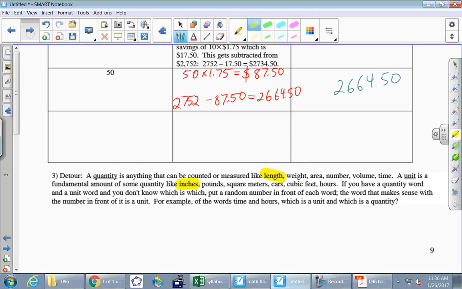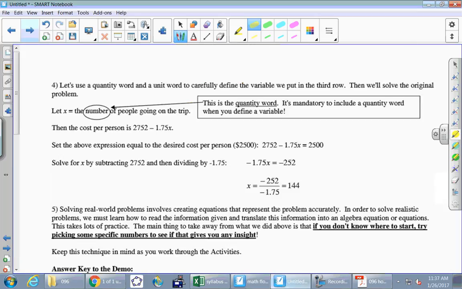All right. So on the next page, number 4. It says, let's use a quantity word and a unit word to carefully define the variable for that cruise problem. The problem asked us specifically, how many people need to go on this cruise in order to make the price $2,500 per person? So the variable is the number of people going on the trip. In almost every word problem you face in this class, the definition for the variable is going to be embedded in the question. You just have to read it. If you go back, the question said, how many people? Great. That's what we need to let x equal, the number of people.